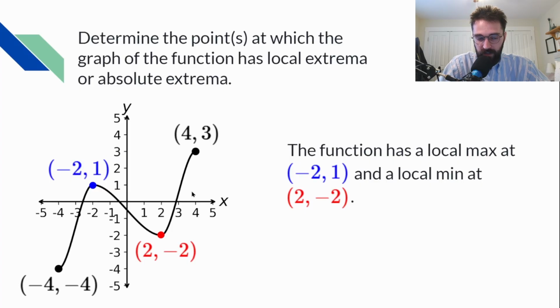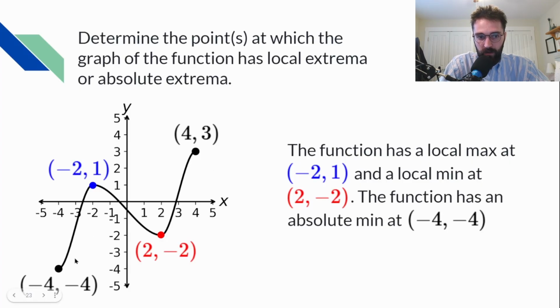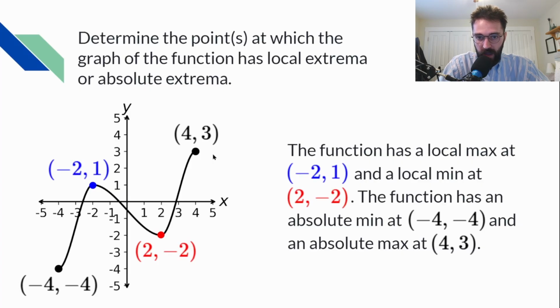Next, let's take a look at these 2 black points. This is the smallest y value that the function achieves, negative 4. So the function has an absolute minimum at negative 4, negative 4. And 3 is the highest y value. So it has an absolute max at 4, 3. So that's how we can describe the behavior of this graph.